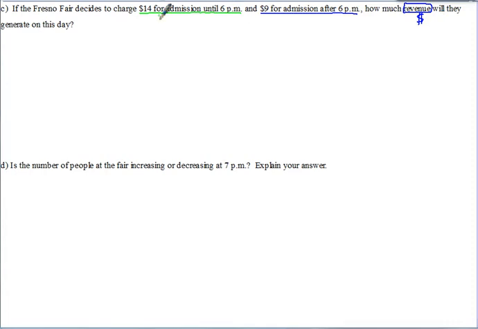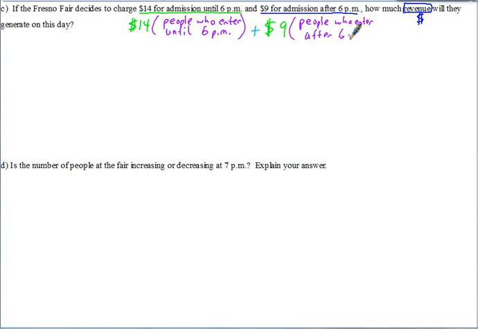So $14, let's put in words first. So it's going to be $14 times the people who enter until 6 p.m., plus it's going to be $9 times the people who enter after 6 p.m.